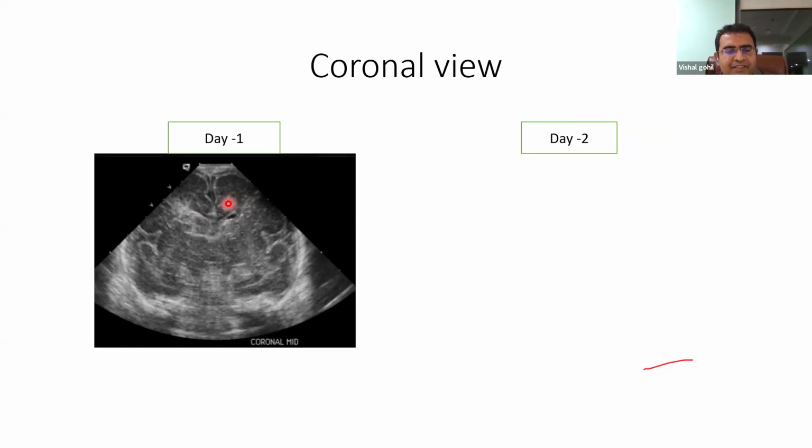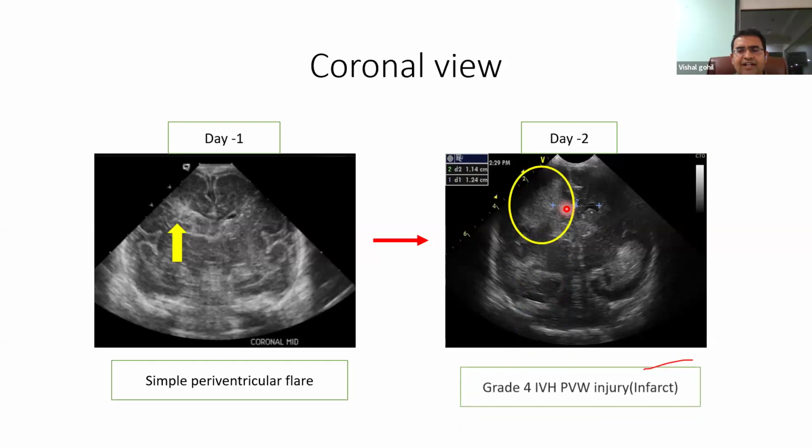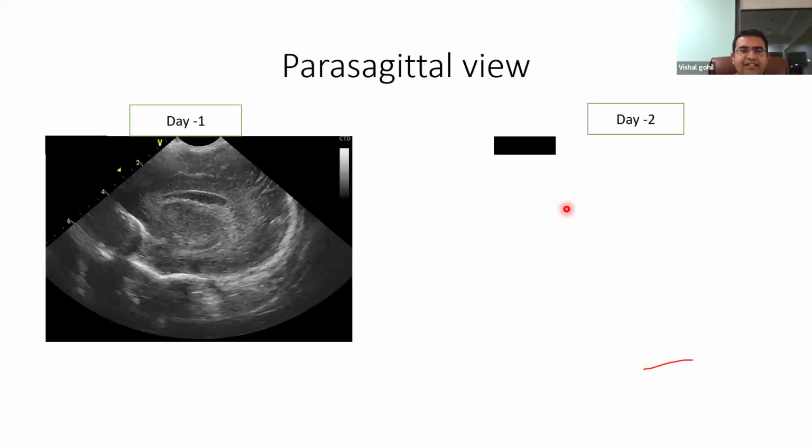Sometimes it is a precursor of PVL also. In a PVL patient, if we follow from day one, you might see the periventricular flare in the first 7 days, followed by full-fledged PVL after 2 weeks. But we haven't known, so in this case, we need to follow. And sometimes you might encounter grade 4 IVH on day 2 because of the distension of the germinal matrix membrane, which causes the venous obstruction followed by the infarct. So it is not necessary that you always find the grade 4 directly.